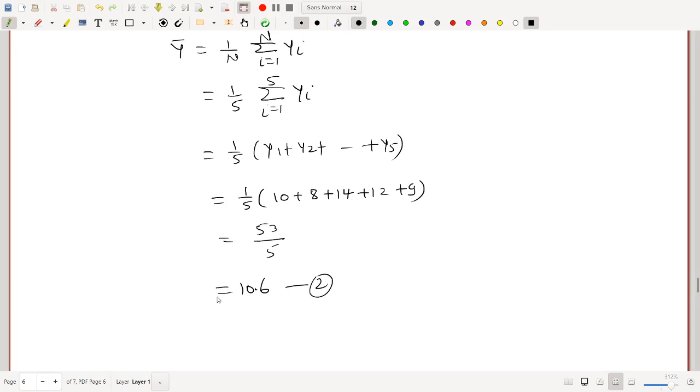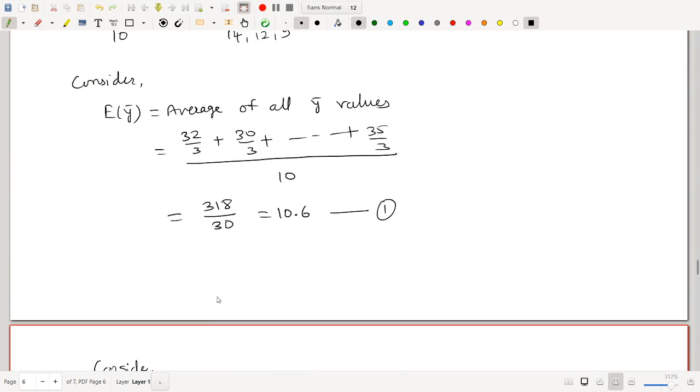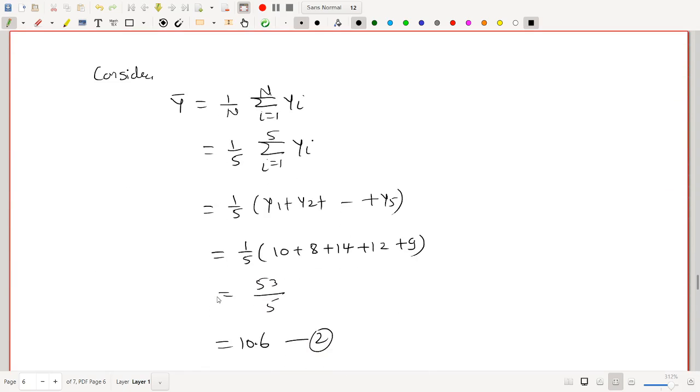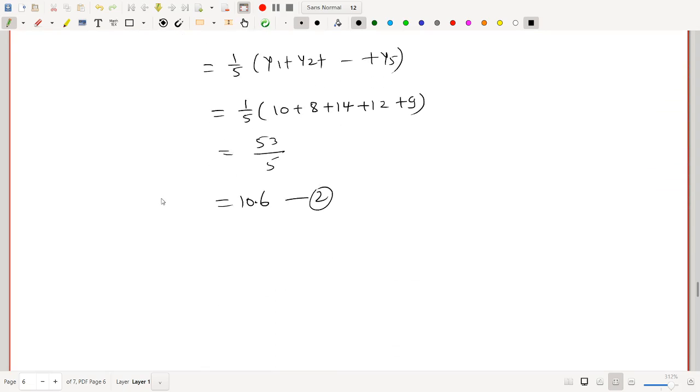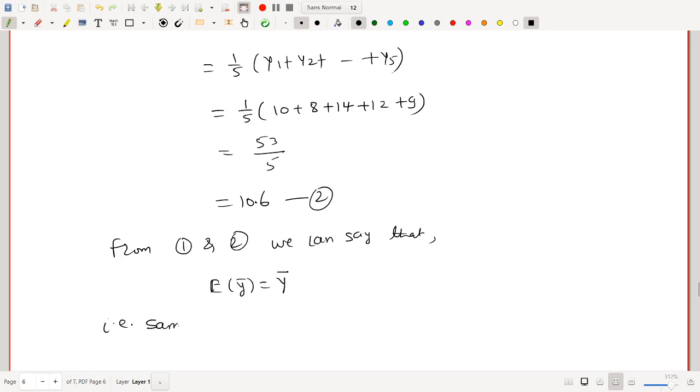So from 1 and 2, 1 is expected value of y bar is 10.6 and 2 is capital Y bar is 10.6. So from 1 and 2 we can say that expected value of small y bar is equal to capital Y bar. This means that sample mean is an unbiased estimate of population mean.